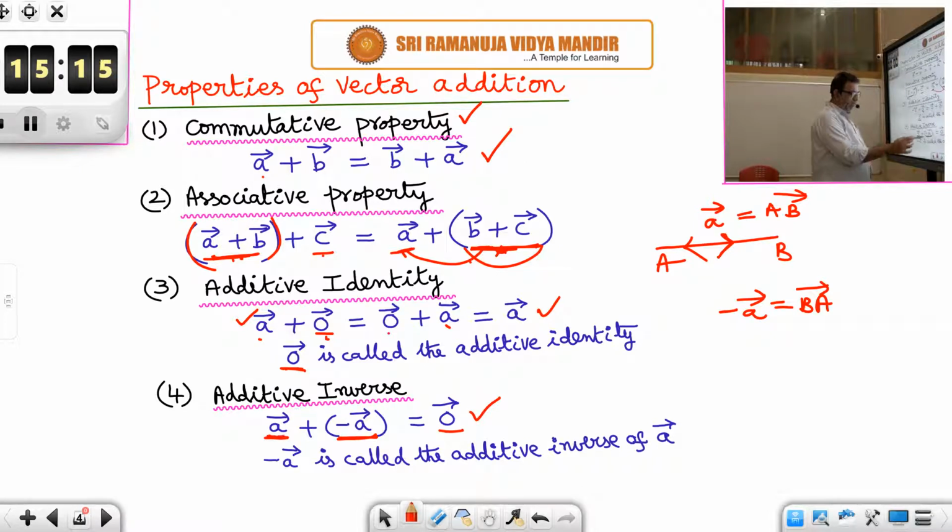So that is the negative of the vector. To A bar, if you add minus A bar, you will get 0 bar. Therefore, minus A bar is called the additive inverse of A bar. What is the additive inverse of B bar? Minus B bar. What is the additive inverse of C bar? Minus C bar. So for every vector, the negative of the vector is called the additive inverse, because if you add them, you get the additive identity 0 bar. Okay. Next.